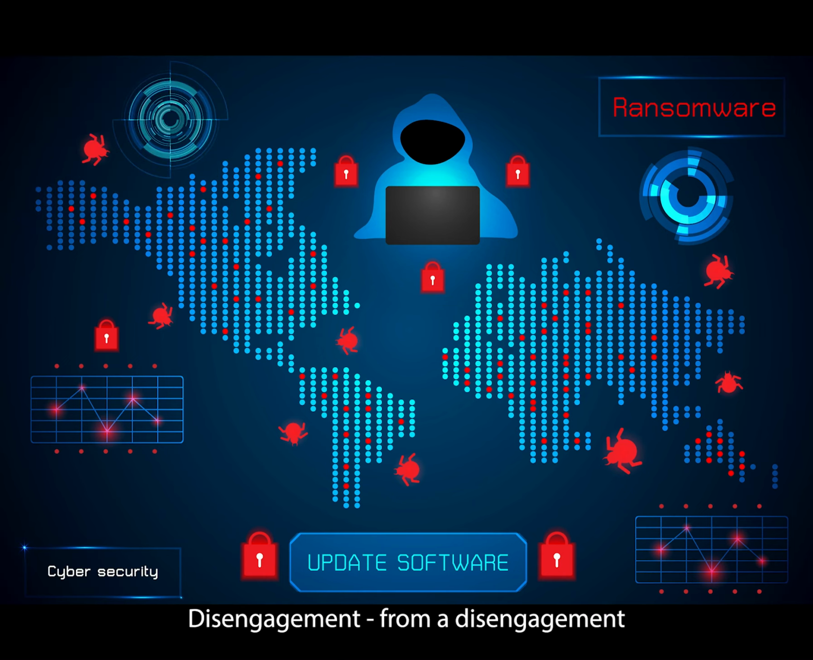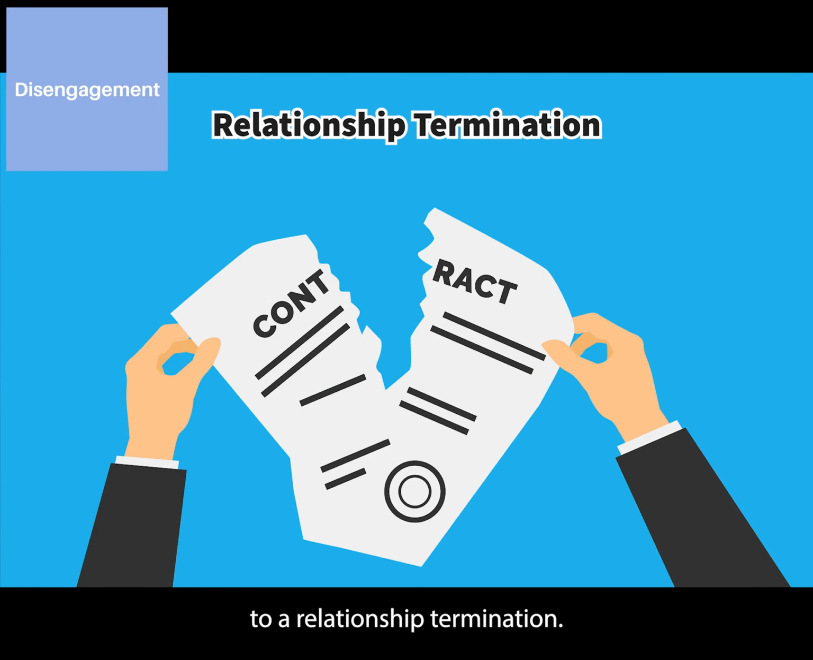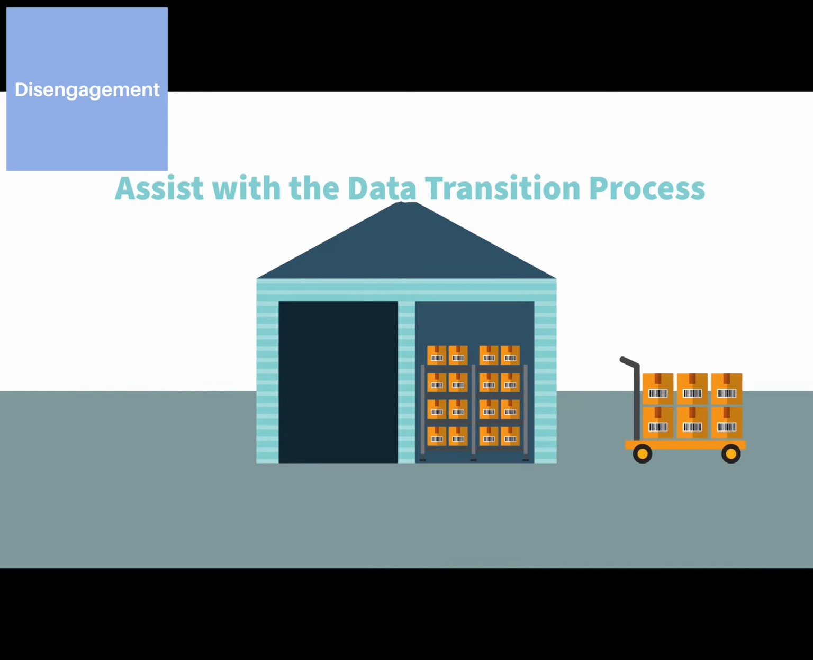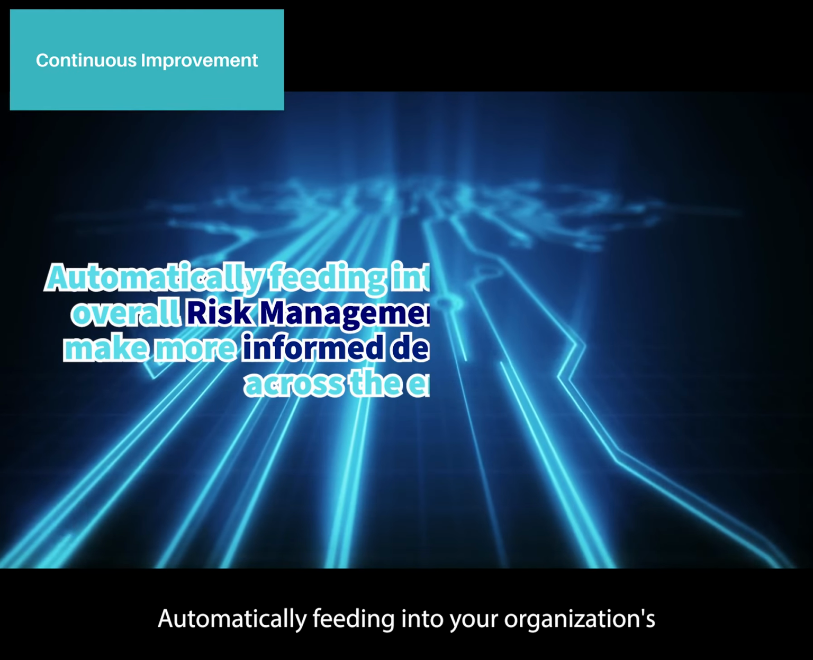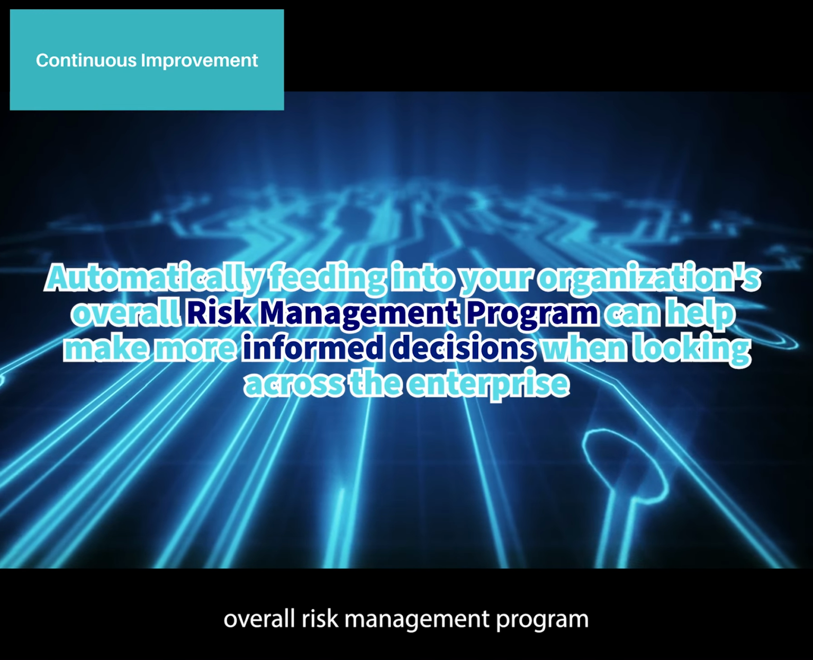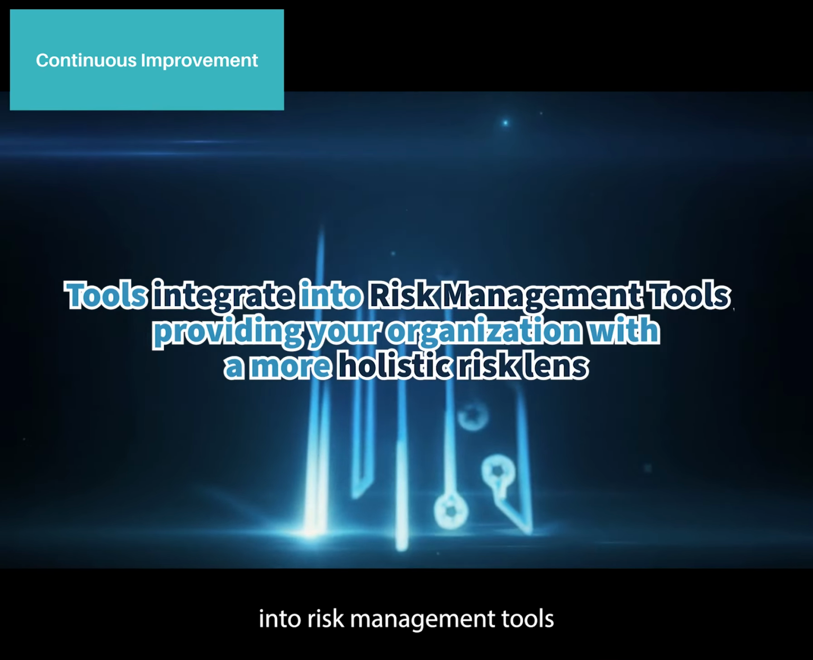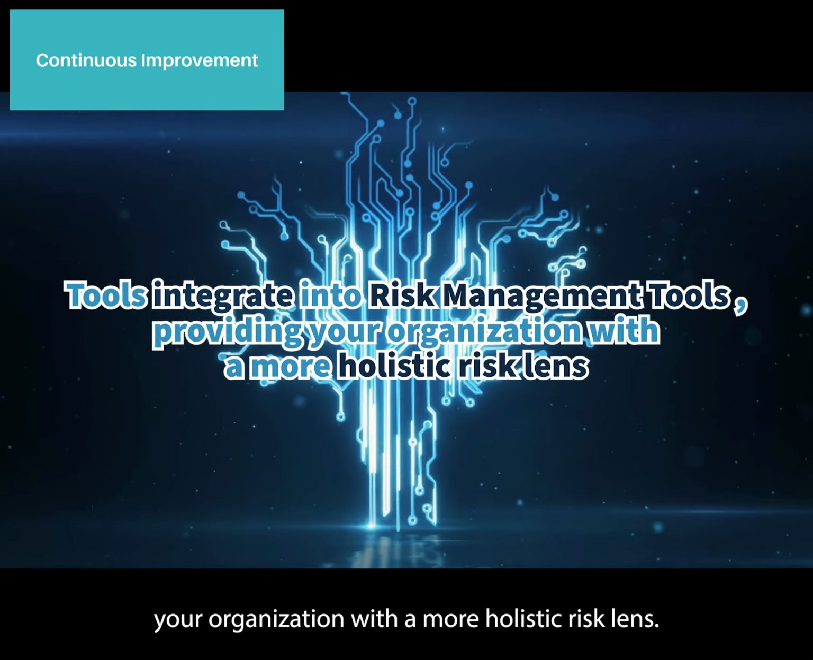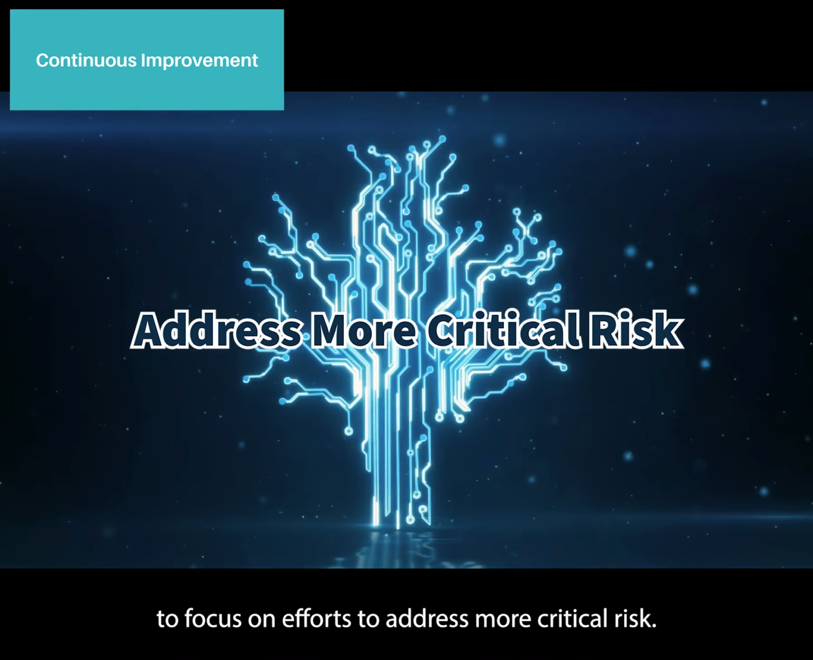They can also tell you if a third party has offshore locations, as well as the geopolitical environment of said offshore location. Disengagement. From a disengagement perspective, tools can assist with identifying when non-compliance triggers are met, which could ultimately lead to a relationship termination. They can also assist with the data transition process. Continuous improvement. Automatically feeding into your organization's overall risk management program can help make more informed decisions when looking across the enterprise. Many tools integrate into risk management tools your organization may already have, thus providing your organization with a more holistic risk lens. This would also allow your organization to focus on efforts to address more critical risk.